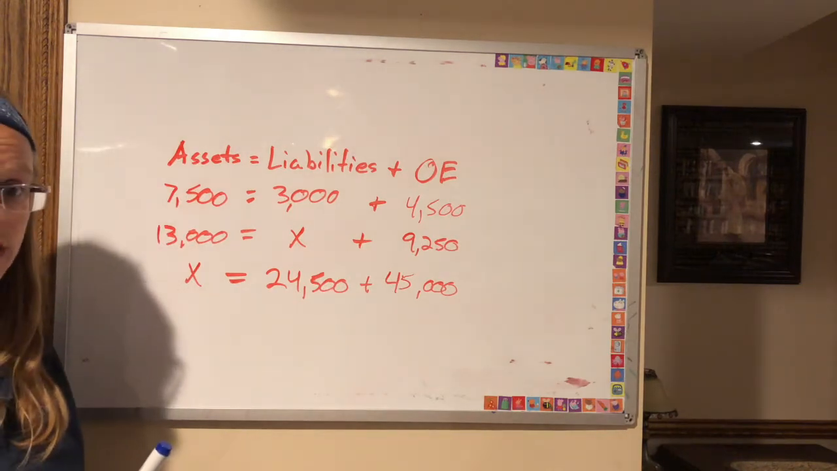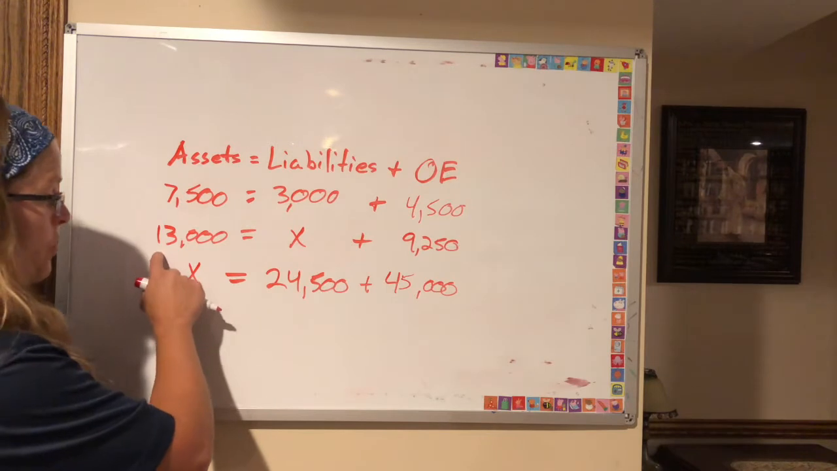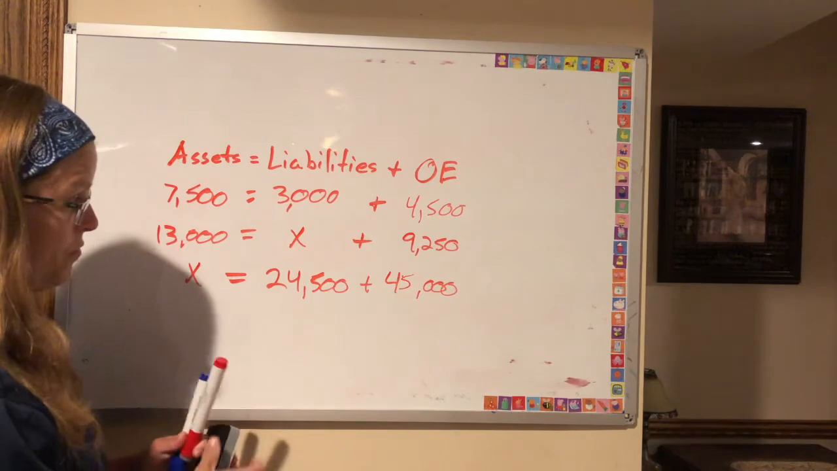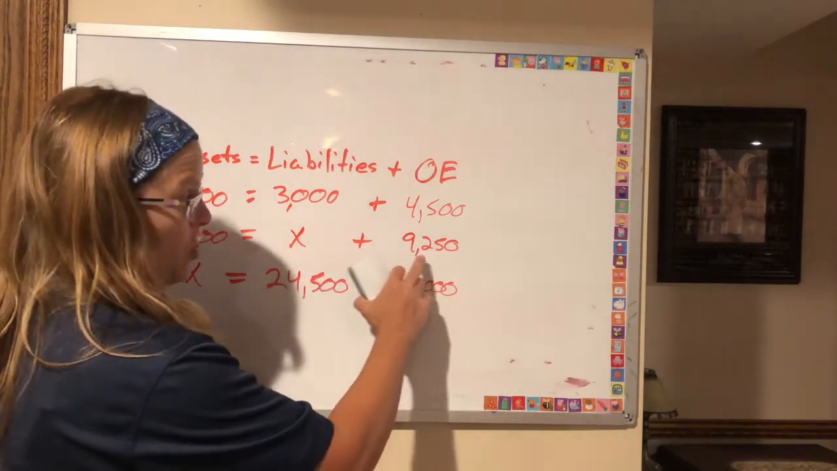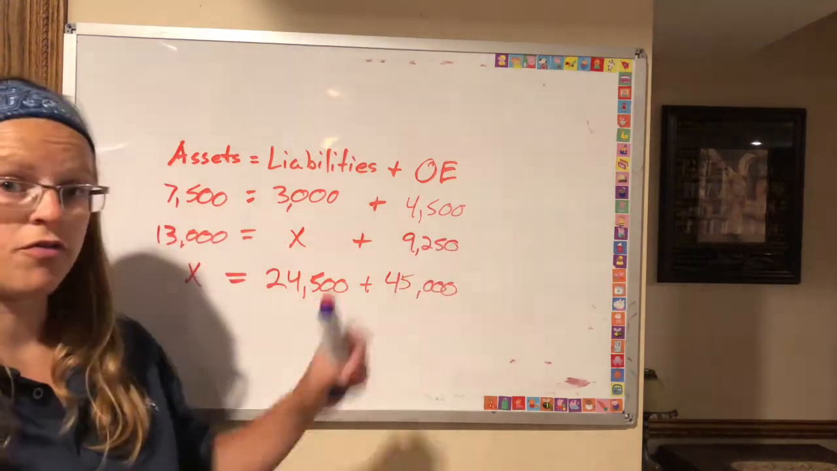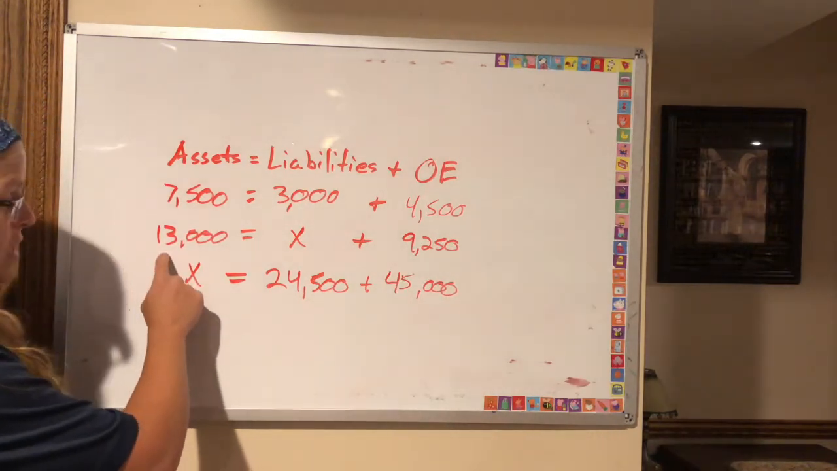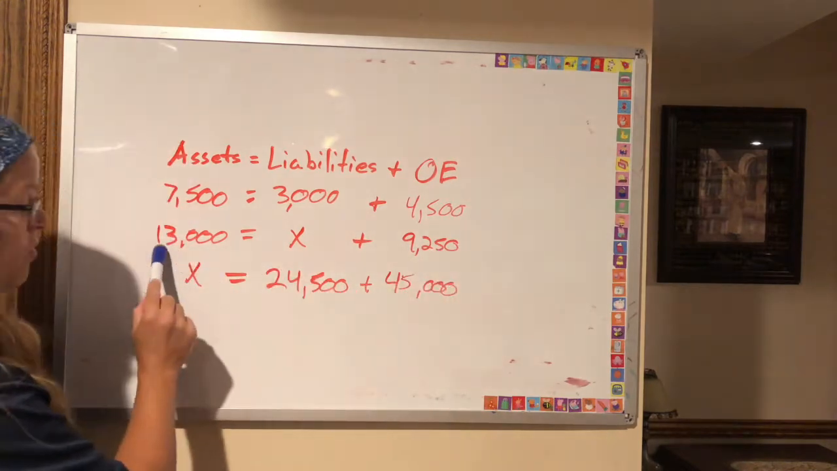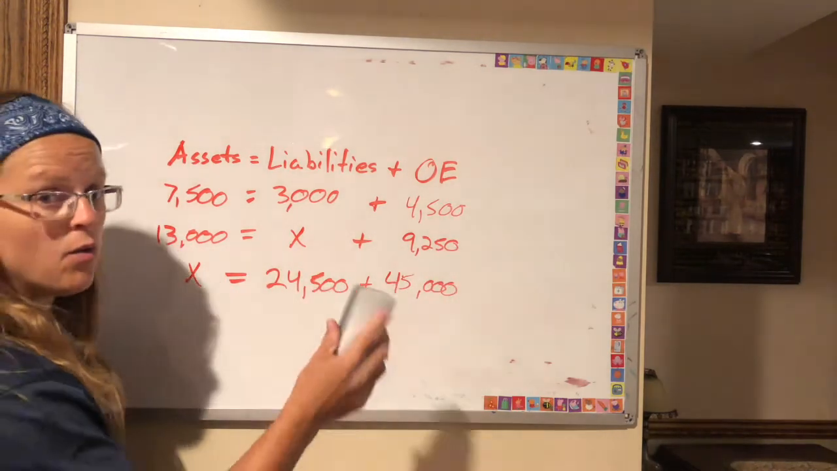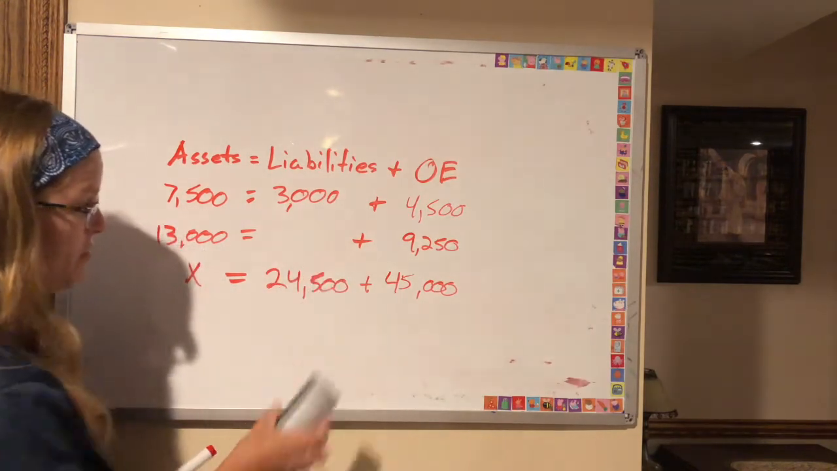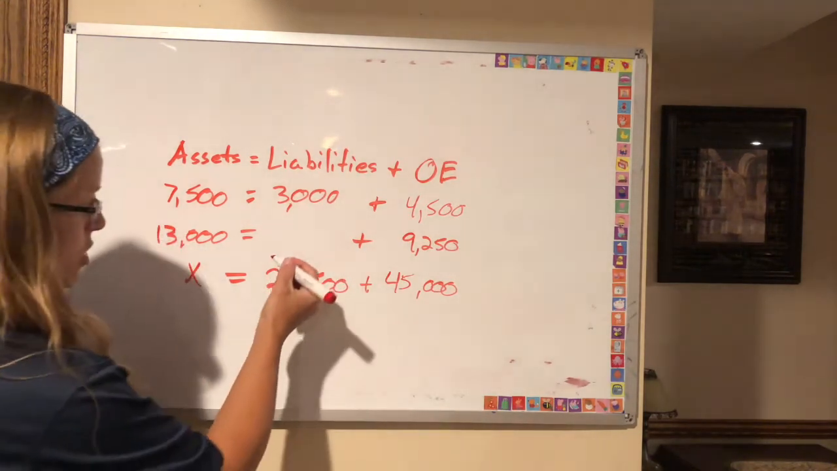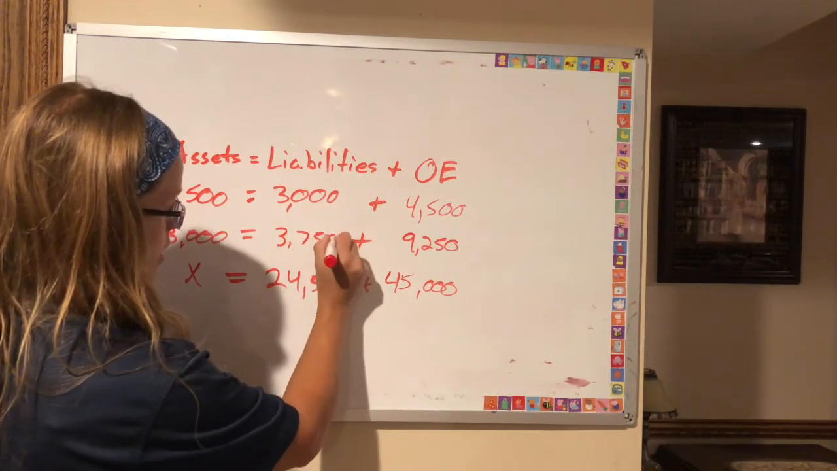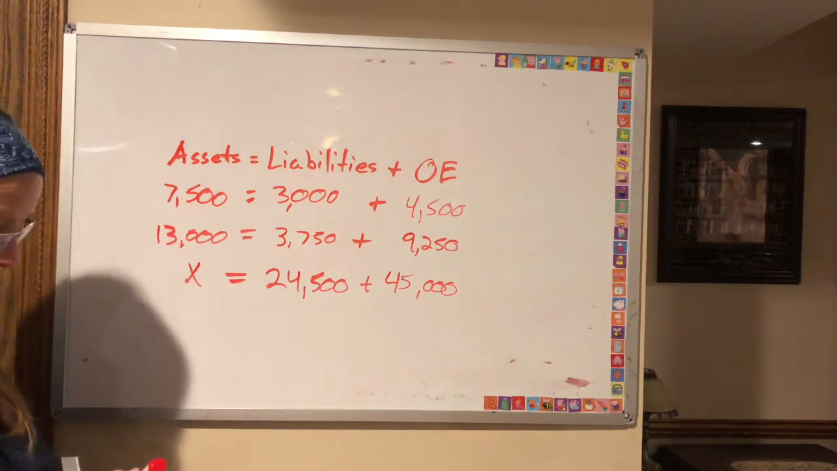That's your owner's equity, right? So if your assets equal $13,000 and you don't know what your liabilities equal, but you know your owner's equity is $9,250, we have to take the $13,000 and subtract the $9,250 to find out what our liabilities are. So our liabilities equal $3,750.